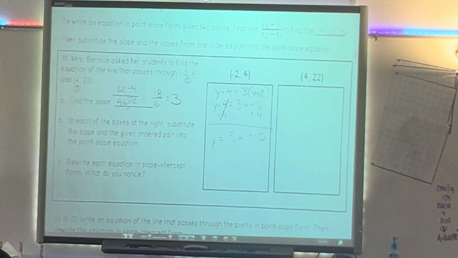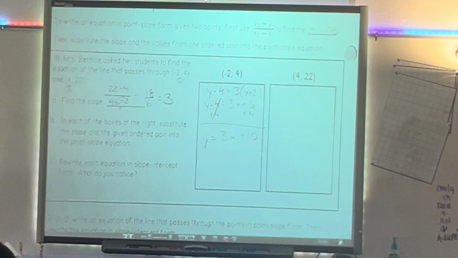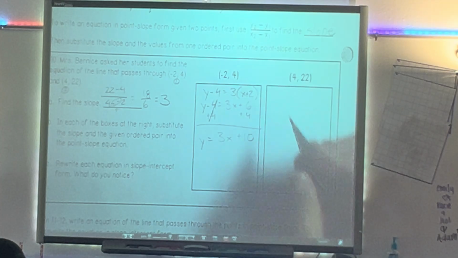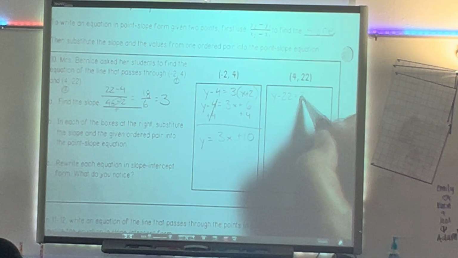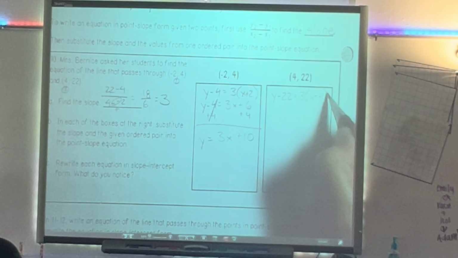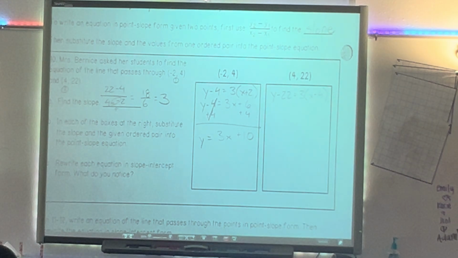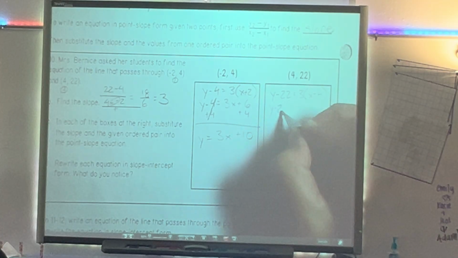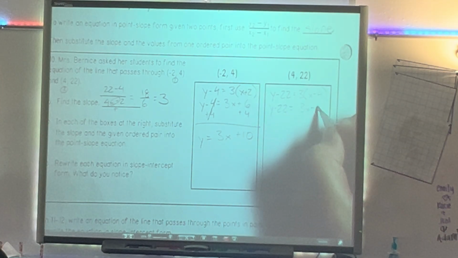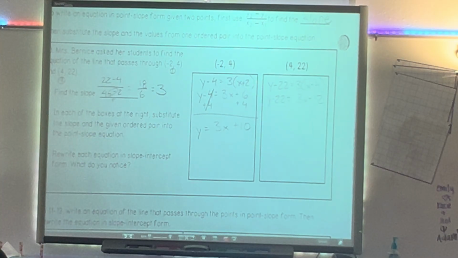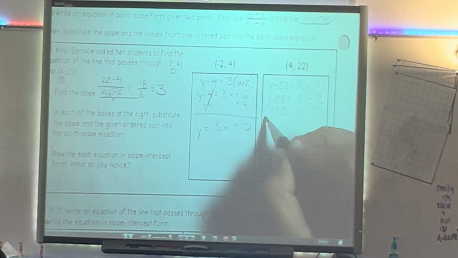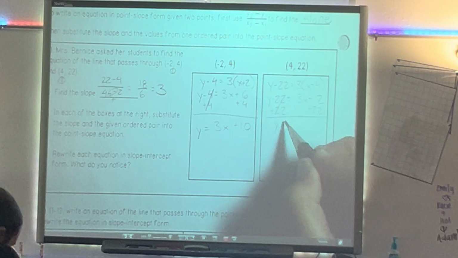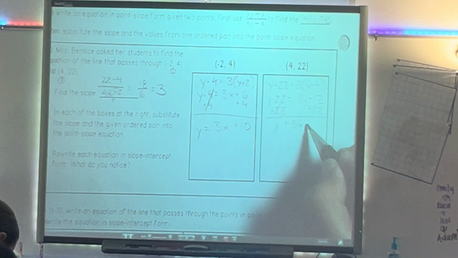Okay, if I do the other one, what is that going to look like when I set it up in point slope? Ava, help me out. Y minus 22 equals 3 parentheses x minus 4. Perfect. Okay, so I've got that. Now, my process is exactly the same, right? So y minus 22 is equal to 3x minus 12. And now I'm going to do what? Add the 22 to both sides. Over here it cancels. Over here with the 12, it's going to give me 3x plus 10.